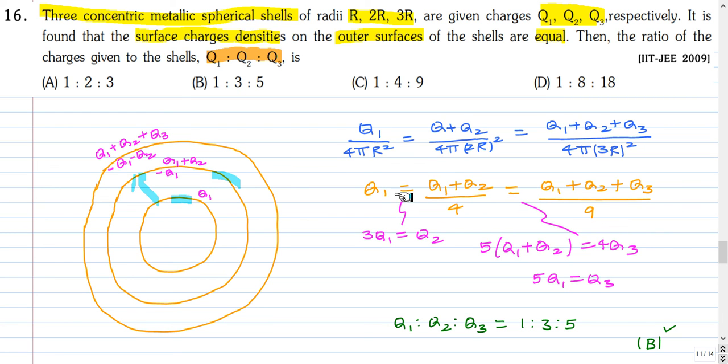From this equality we get 3Q1 equal to Q2, so Q2 is thrice Q1. Using the other equality we get 5 times Q1 plus Q2 equal to 4Q3, and Q2 can be written in terms of Q1 using this. From this we get Q3 is 5 times Q1, so Q1 is to Q2 is to Q3 is 1 is to 3 is to 5. So the correct option is option B.